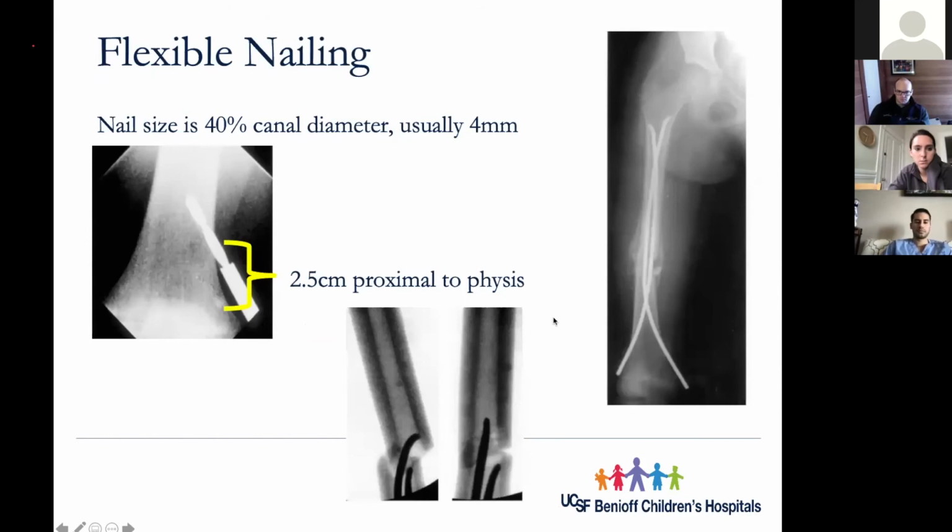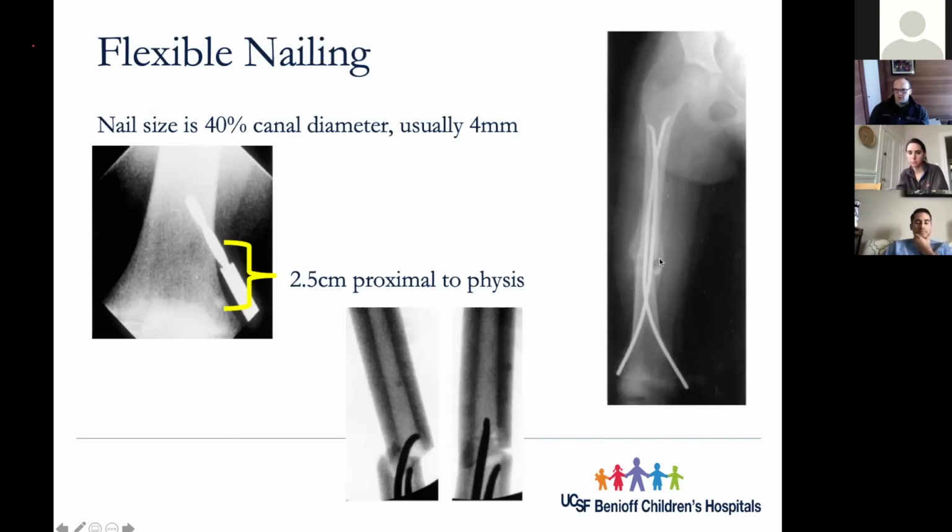Flexible nailing, and I'm going to go quick through this because I'm looking at the time, and of course we're running out. The nail size is typically 40% of the canal diameter, which means that you wind up with 80% fill. So 80% of your canal should be the intramedullary nails. In cross section, you take the canal diameter at the isthmus, and you get about 40% of that. That's the size of your nail.